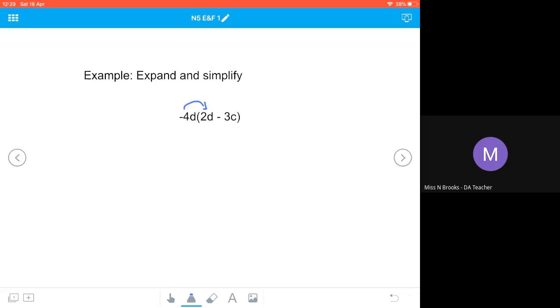So first of all, we're going to multiply the numbers. So the negative 4 times 2 is going to give us negative 8. And then we're going to do d times d, and from our knowledge of indices, we know that that means we have d squared. Now we're going to multiply the negative 4d times negative 3c. So remember that negative 4 times negative 3 is going to give us a plus 12. And then we have a c and a d, and we're going to write them in alphabetical order.